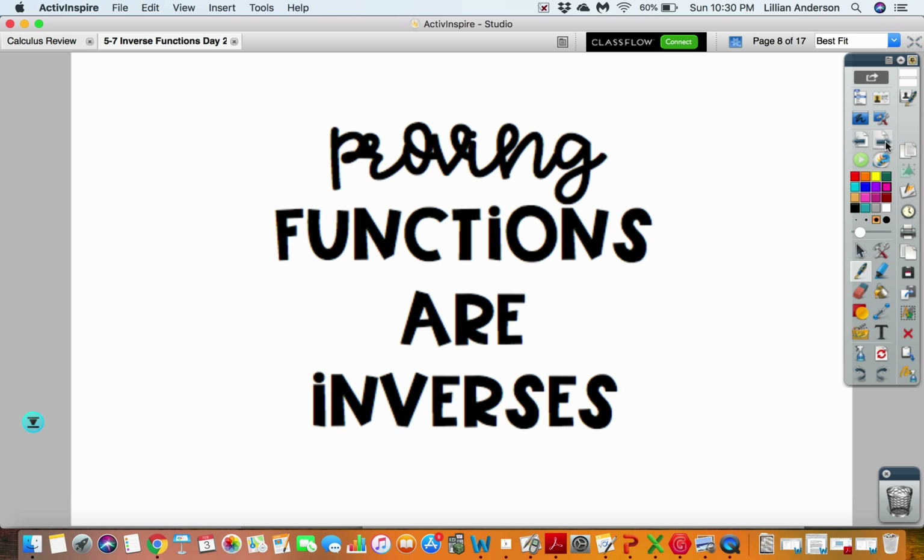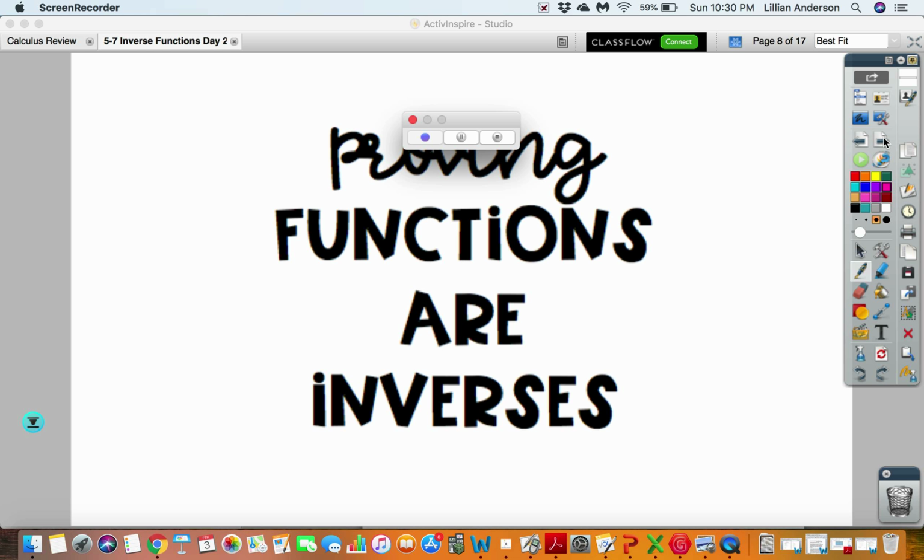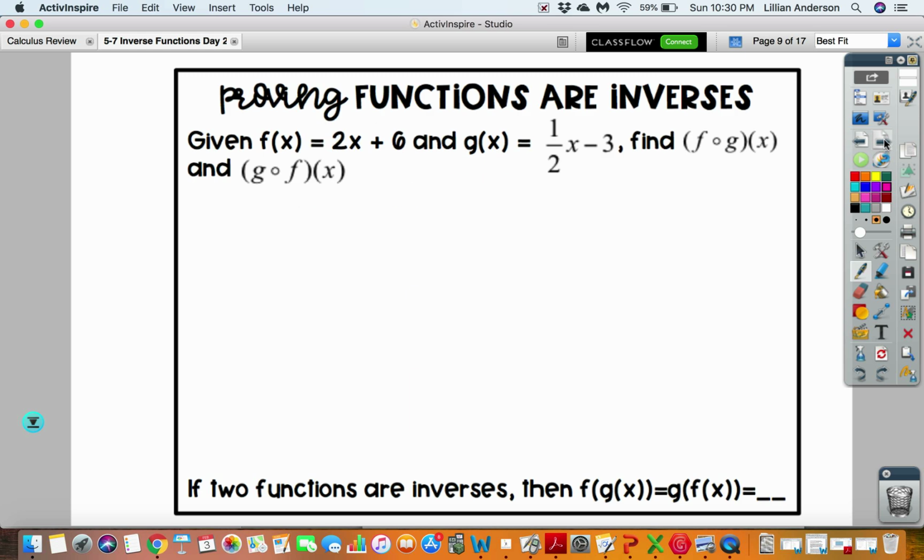And last but not least for this foldable, we're going to prove that functions are inverses. Now we talked about how to actually find the inverse function, but now we're going to prove that functions are inverses of each other. Okay? So if you're given two functions, you'll be able to determine if they're inverses of each other by doing this right here. Hopefully you haven't forgotten what that means from your last unit test, but remember the open circle means composite. So you do f of g of x and g of f of x, and you want to figure out what that composite is, okay?